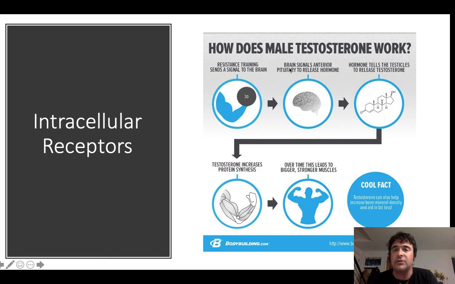So you think about testosterone. I'll focus on testosterone. You do some resistance training, and you need to build up more muscle. You need to recover from that. So the resistance training sends a signal to the brain, which triggers the anterior pituitary gland to release a hormone that tells the testicles to release this guy right here, the most important of male hormones, testosterone. Testosterone then binds to receptors within the cell in things like skeletal muscle fibers, triggering protein synthesis, leading to bigger muscles over time.